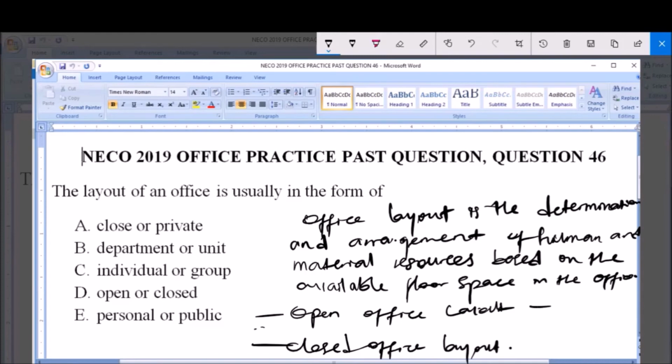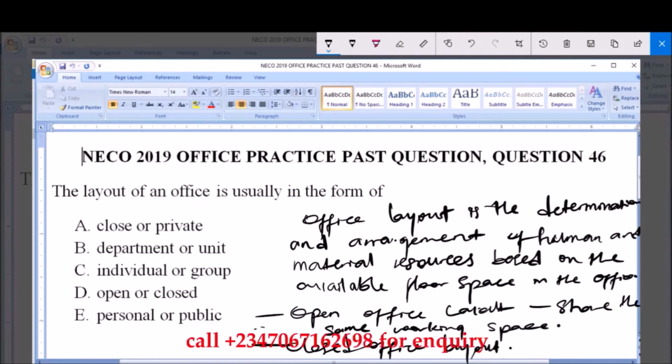Now, in terms of the open office layout, every worker or every department of the organization shares the same working space. An example is the banking hall. The banking hall is a good example, or the staff room in our schools is a good example. But in terms of the closed office layout, each department or every employee has its own separate working space. There's a separate working space allocated to every member of the organization. A good example is your counselor's office. It's a good example of a closed office layout, or the principal's office.